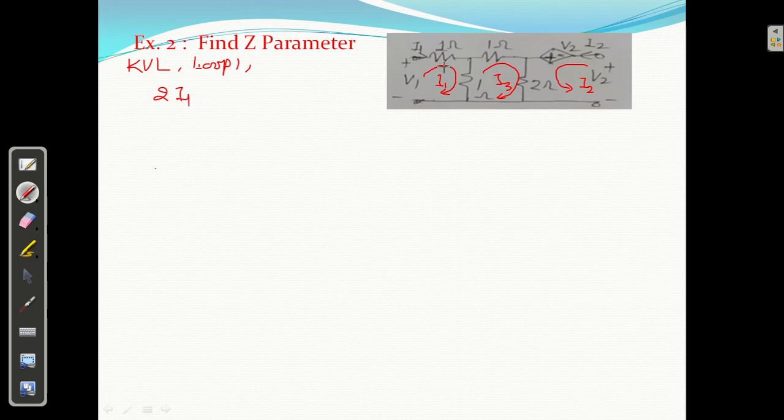Here in 1 ohm, I1 is downward, I3 is upward. So minus I3 equal to V1, minus to plus equal to V1. This is equation number 1.